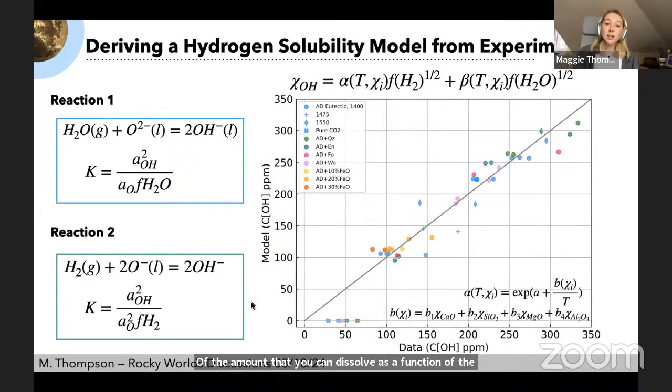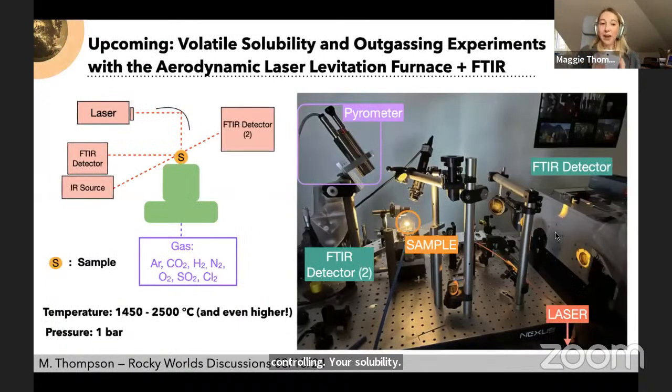And so what you're looking at here is our model using this functional form at the top, compared to our data for all of our different data points. And so this is not doing too bad of a job to fit our data. And we're still playing around with this, in terms of which compositional terms do you include, and likely would like to include a full Bayesian approach to look at this so we can get a sense for which parameters are most strongly controlling your solubility. Okay. So that has been our work on hydrogen solubility.